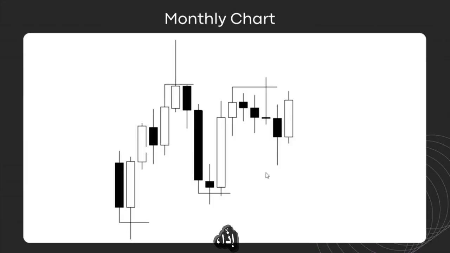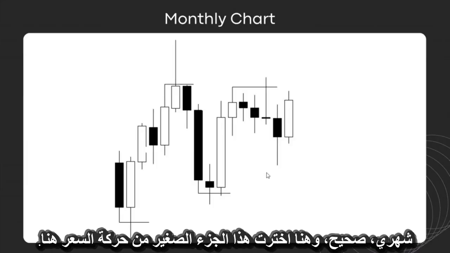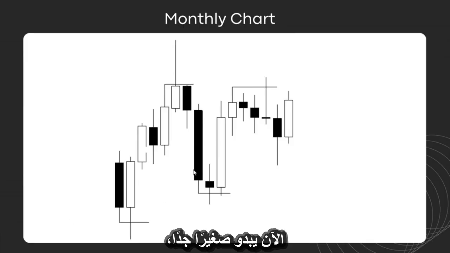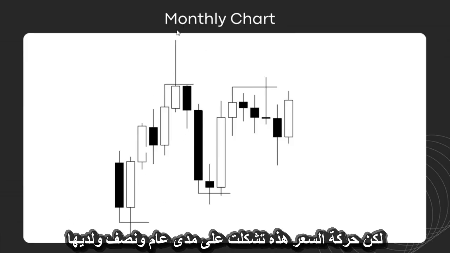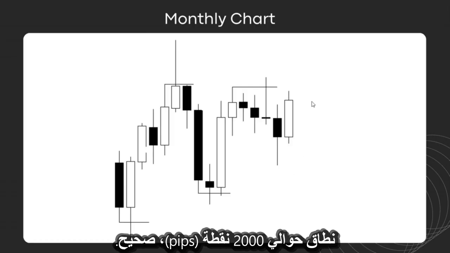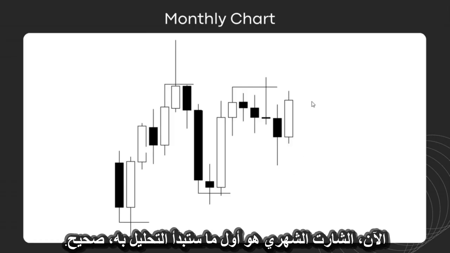So here we've got a monthly time frame, right? And here I've chosen the small price action right here. Now it seems pretty small, but this price action was formed over a year and a half and it has a range of like 2000 pips, right? Now the monthly chart is the first one that you're going to start analyzing with, right?